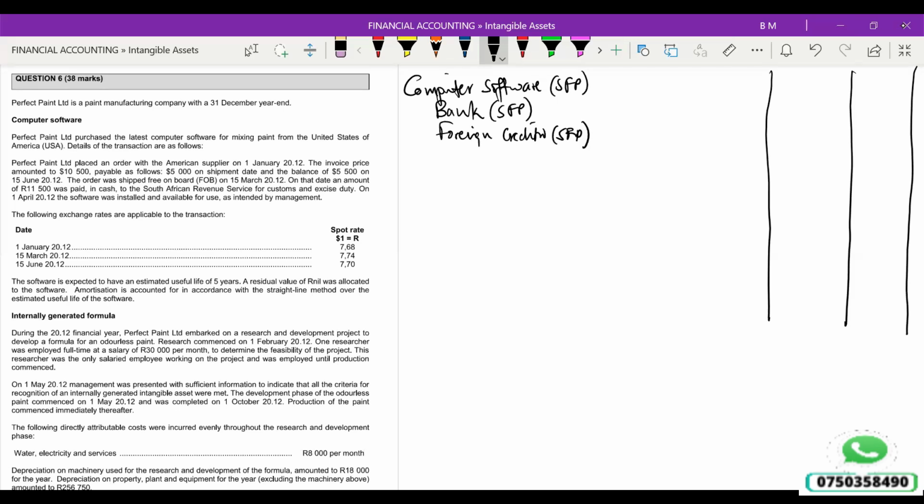At what exchange rate am I going to measure the asset? 15 March. We're going to measure the asset on 15 March. The order was shipped free on board. So I'm going to say 10,500 times 7.74. What do I get?